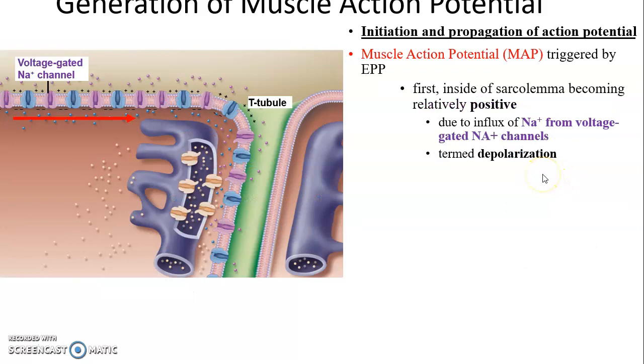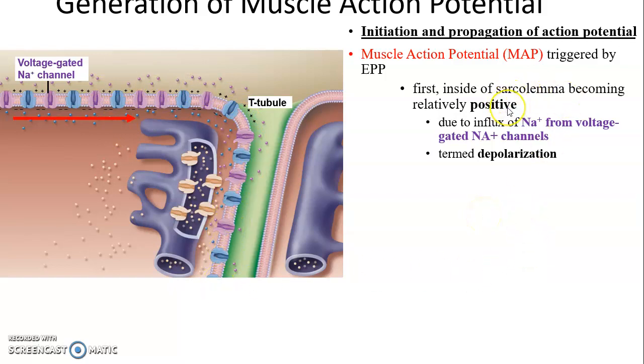So after the end plate potential activates, it causes a change in charge. That then triggers the voltage-gated sodium ion channels to open. They open, sodium floods in. That then changes the charge in that part of the sarcolemma, which then stimulates the next region, sodium ion channels to open, and so on, and it moves down the sarcolemma.